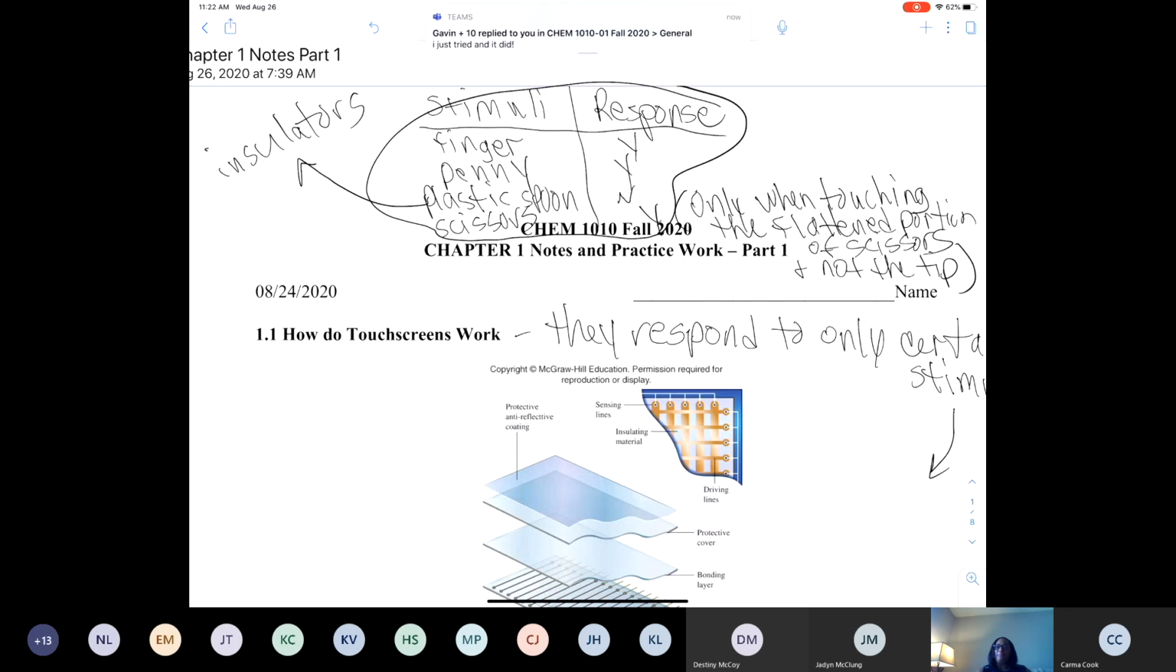So what about the flattened portion of the scissors working, but not the very tiny tip of my scissors? Why did I observe that? Why didn't the little tiny tip of the scissors touch to the screen? Why didn't the screen respond to that? Any ideas? Very good, Ewan. More surface area is needed.